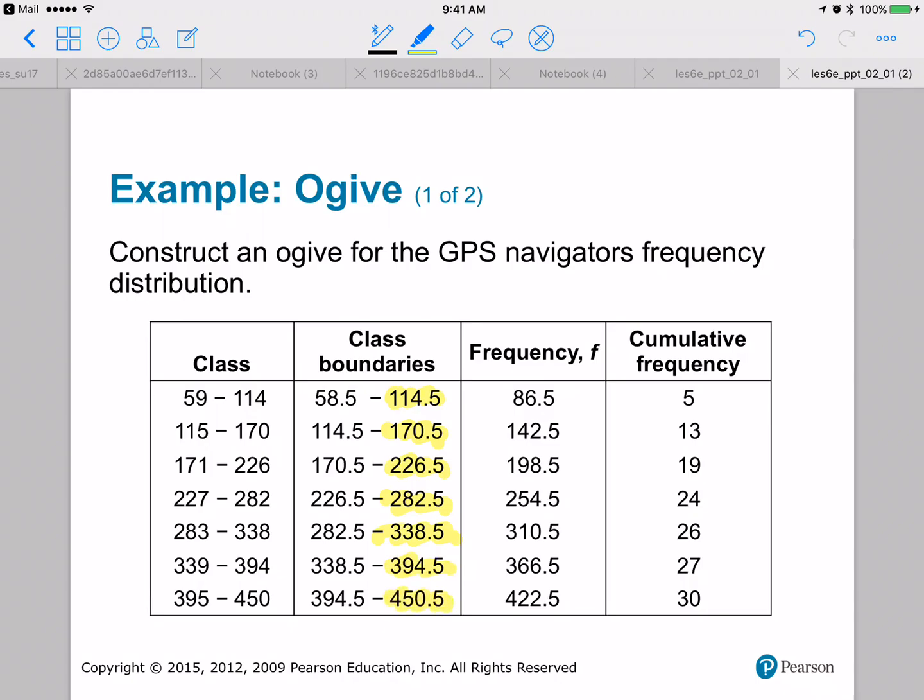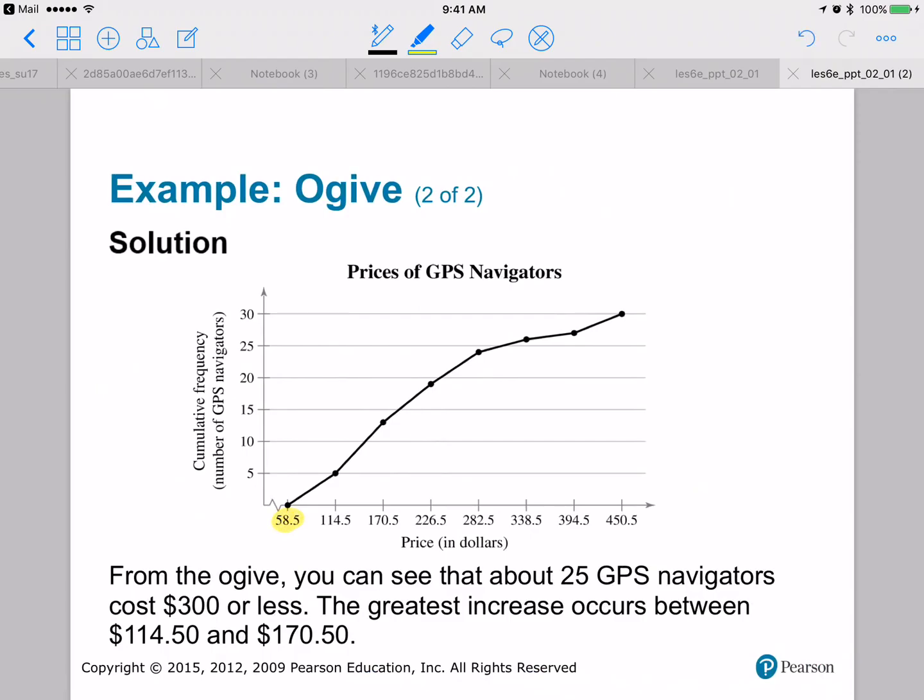But now we're going to need some place to start off with. So you also throw in the lower boundary of your first class, and you set it equal to 0. And then for each of your upper class boundaries, you go ahead and plot them. You should always end up, right, with your last mark being your last upper class boundary, and this should be at N. So whatever your N is, that should be the high point of your graph. And now notice from the Ogive, you can see that about 25 GPS navigators cost $300 or less.